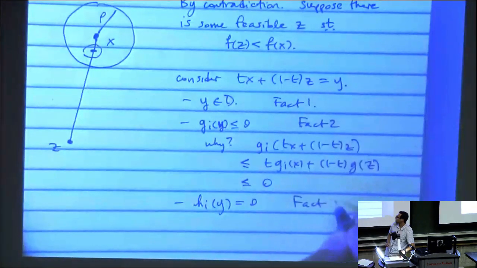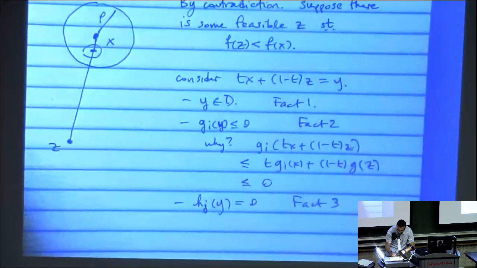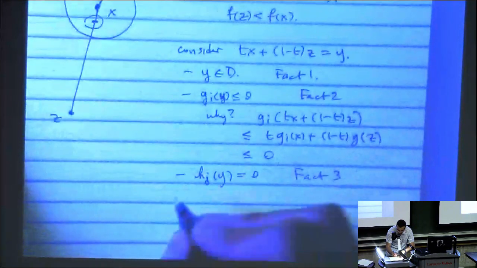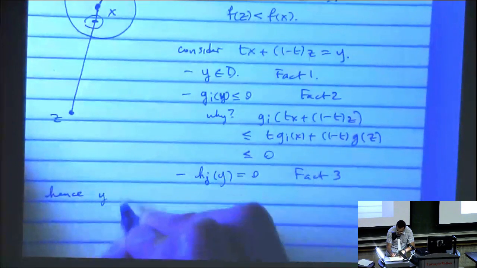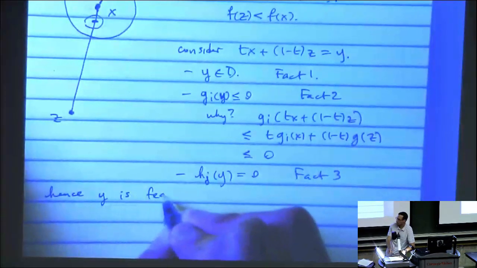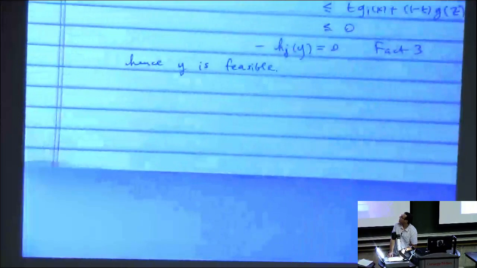I'll let you check that one. It's even easier. So, in other words, we've proved y is feasible. Okay, so at least everything on this line segment is actually feasible for the optimization problem.